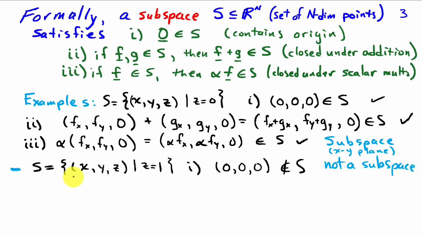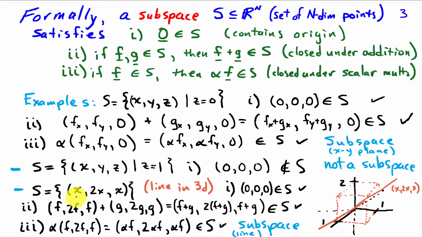Now suppose we define a set S where the points are, again, triples x, y, z, so it's 3-dimensional space, but this time suppose we consider it to be the plane where z is equal to 1. We can see right away that since z is 1, the point 0, 0, 0 is not an element in this set S, so this cannot be a subspace.